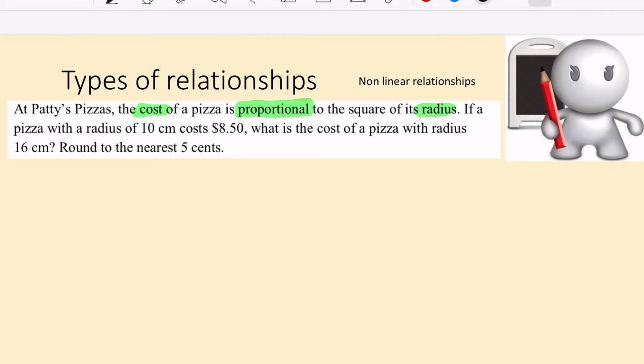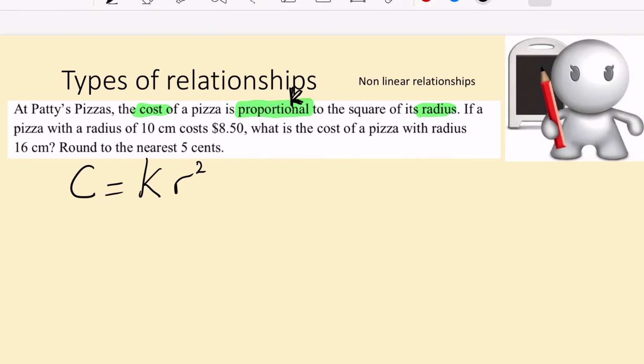So let's reread that first sentence and let's try to link up the cost with the radius. It says the cost of a pizza is proportional. Now, whenever you see this word proportional, you must introduce this constant k, so c equals k times the square of its radius. The square of the radius is the radius squared, r squared. Now that's how these two variables are linked. Now we're going to read the second sentence. It's going to give us a value for c and a value for r, and that will allow us to work out the value for the constant k.